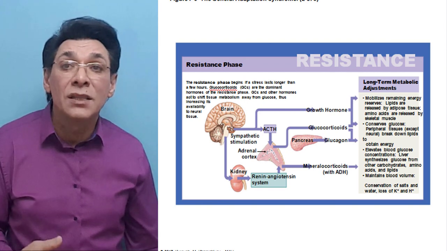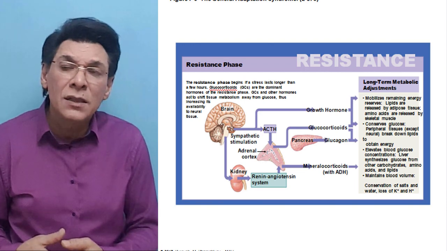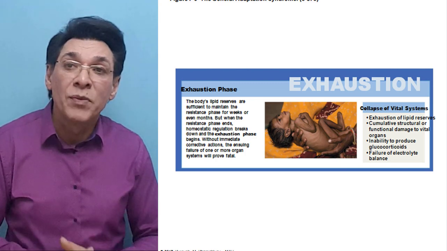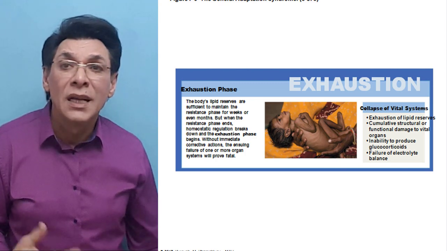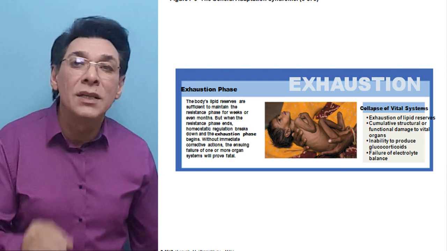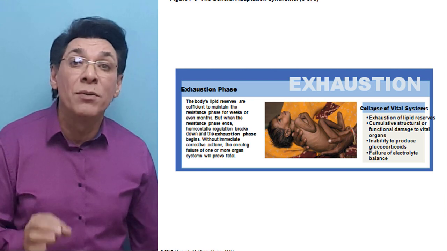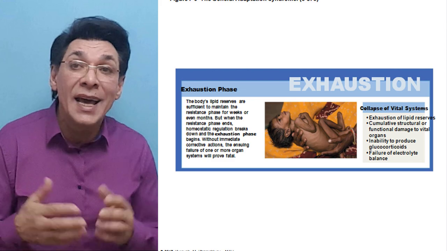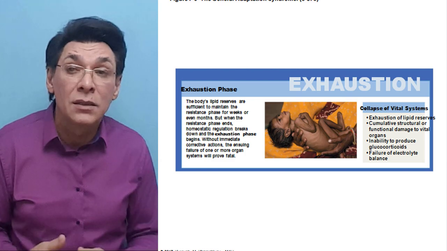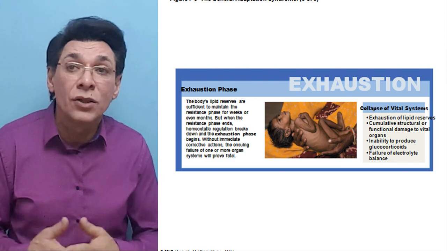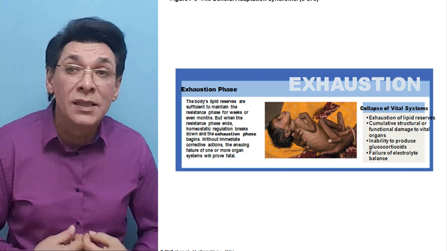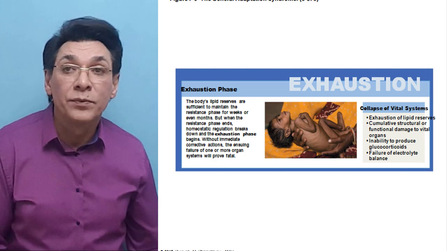And next stage is exhaustion phase. Exhaustion phase or adaptation to stress. Here there are 2 ways. The body's lipid reserves are sufficient to maintain the resistance phase for weeks or even months. But when the resistance phase ends, homeostatic regulation breaks down and the exhaustion phase begins. Without immediate corrective actions, the ensuing failure of one or more organ systems will prove fatal.